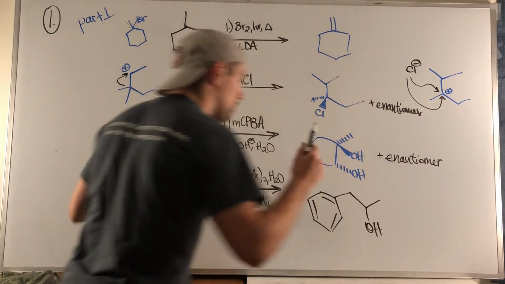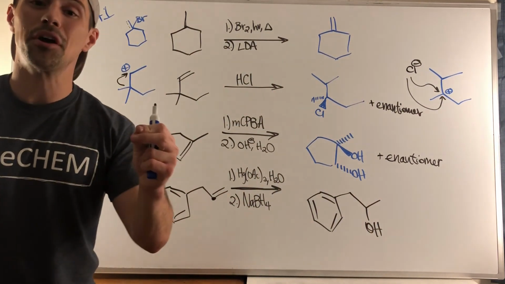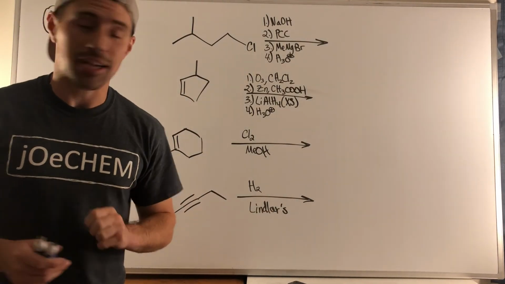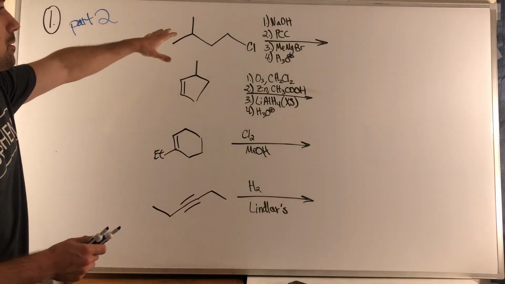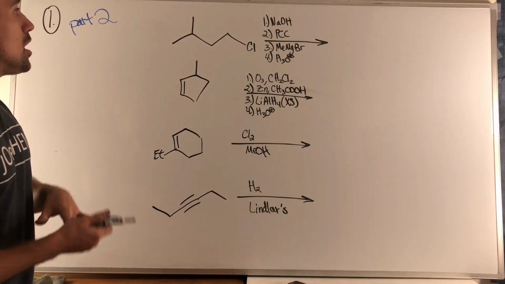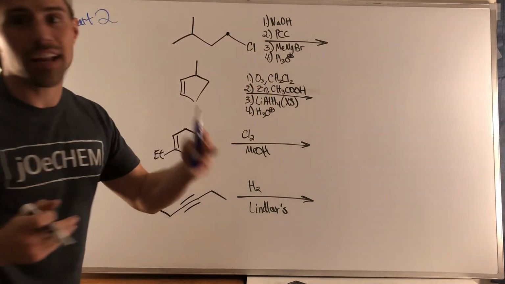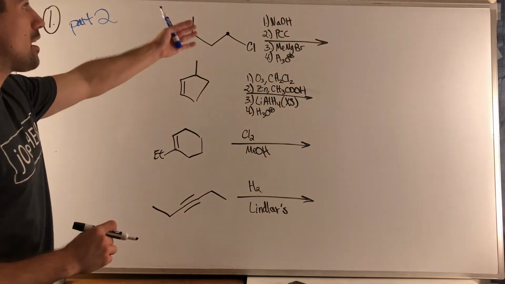Easy peasy breezy. On to the second part, problem 1. In the second part of problem 1, we have 4 more complete the reaction questions. So if we take a look up here, we have 4 steps on this first one. I hope what you're seeing is a primary carbon with Cl, a tried and true good leaving group. And we have sodium hydroxide.